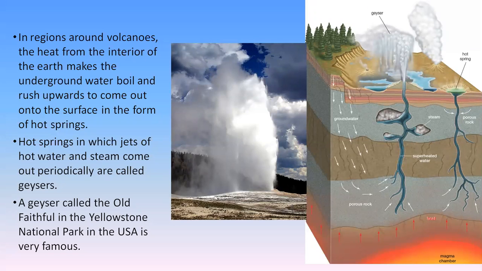Okay, so in regions around the volcanoes, the heat from the interior of the earth makes the underground water boil and rush upwards to come out on the surface in the form of a spring. These kinds of springs are called geysers. A hot spring from which hot water and steam jet out periodically is called a geyser.